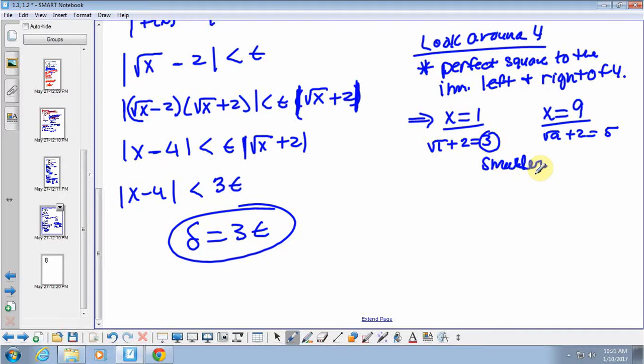Okay, we looked for the perfect square that's closest to 4, that's bigger than 4. So what are the perfect squares? 1 squared is 1, 2 squared is 4, 3 squared is 9, 4 squared is 16. So we were looking for perfect squares. Okay? Other questions? If you have them, please ask.